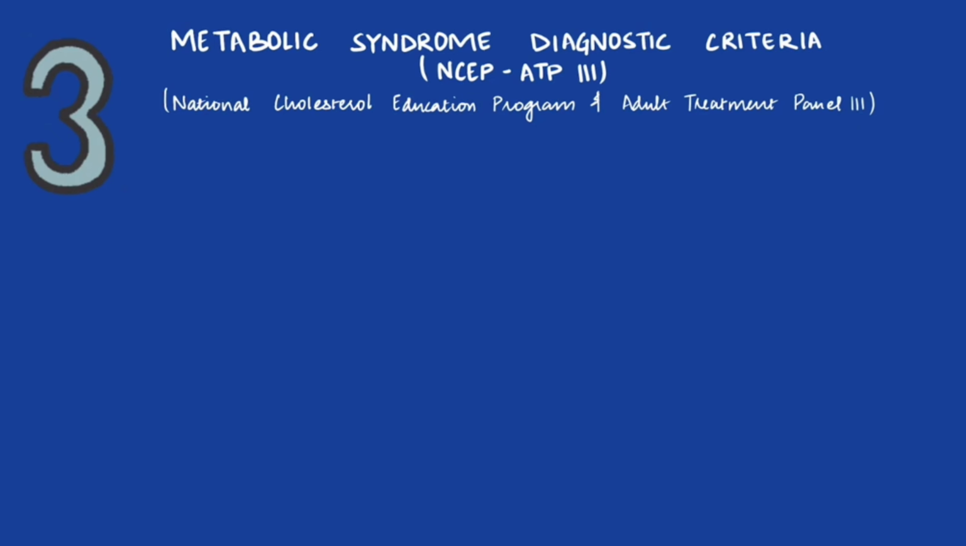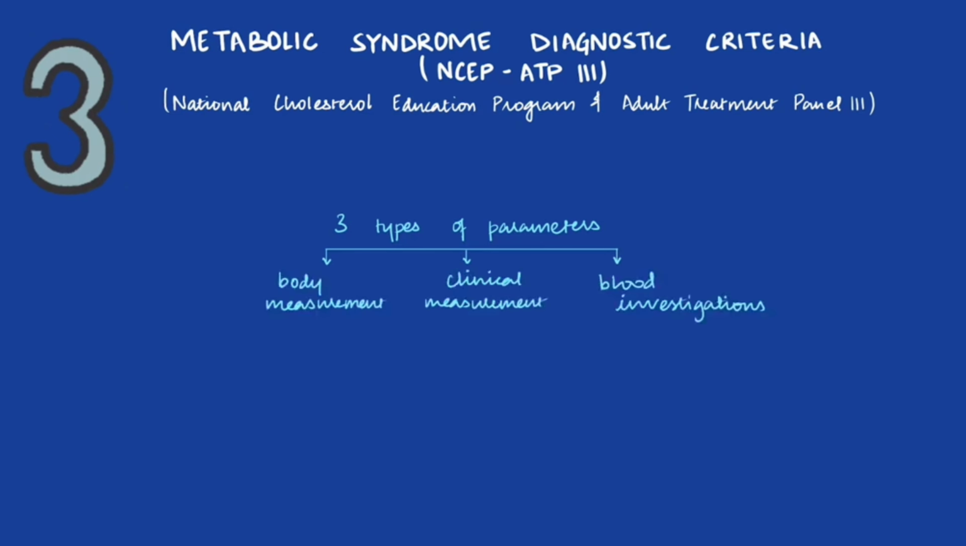Over here, 3 is the key. Let's look at 5 threes that we need to know to simplify and understand this score better. The first 3 to know here, as we discussed, was the ATP 3. The second 3 to know would be that we're going to be measuring 3 types of parameters: the body measurement, clinical measurement, and blood investigations.